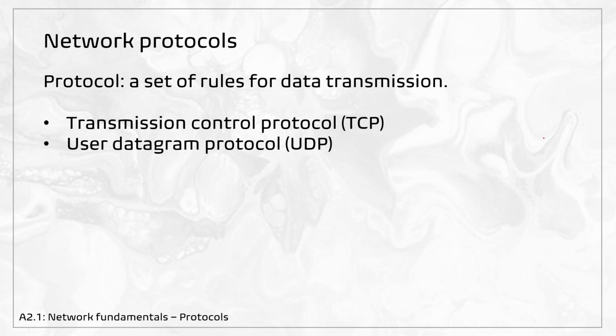Here's a couple examples of common protocols used in networks. The TCP and UDP protocols are both used to ensure reliable data transmission. They're responsible for making sure the data being sent between computers are correct and ordered. We'll get into more details about reliable data transmission later.